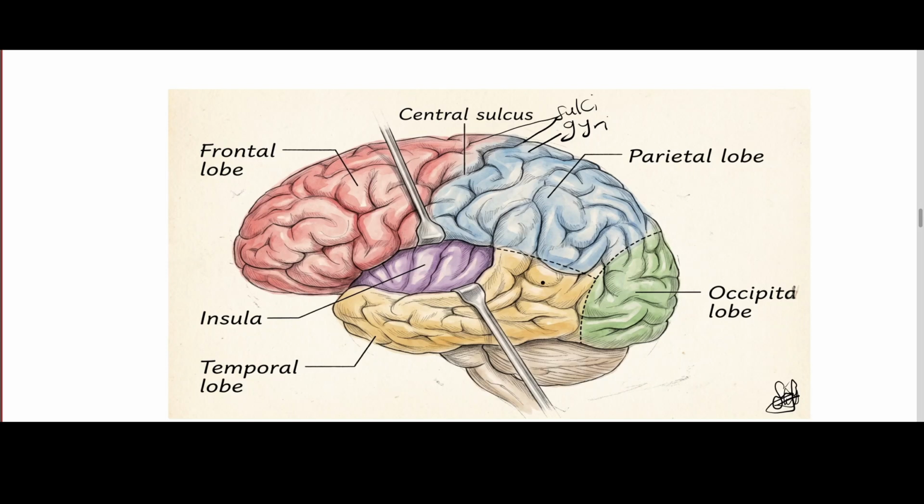All right, so these are the external features of the cerebrum. We've talked about the poles, the surfaces, the borders and the lobes of the cerebrum. That's where we are going to stop in this video, and I hope we've understood the external features of the cerebrum.